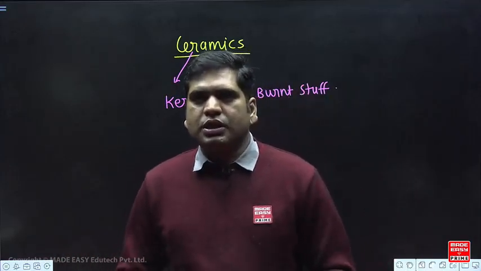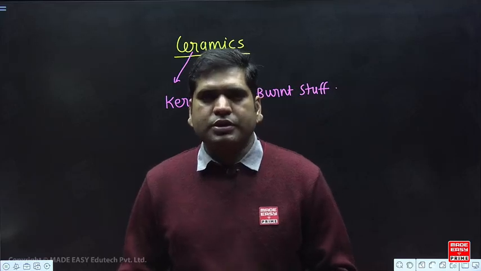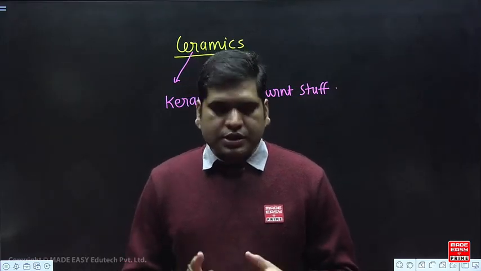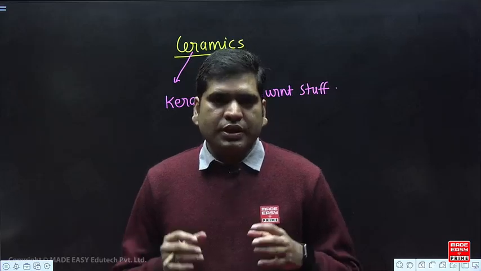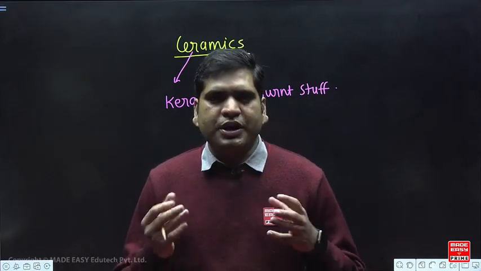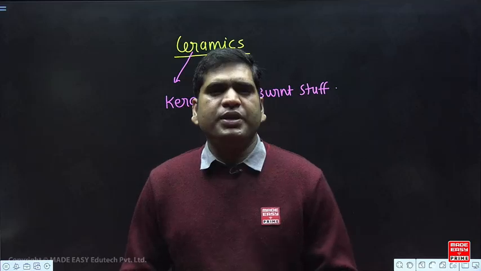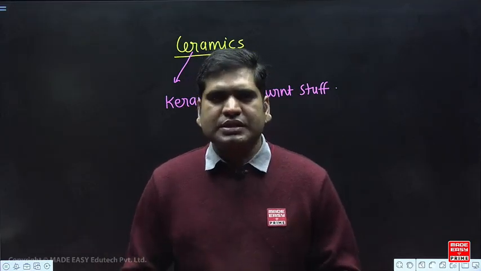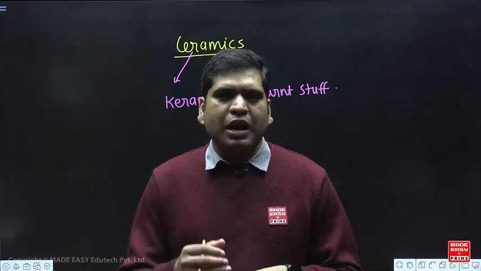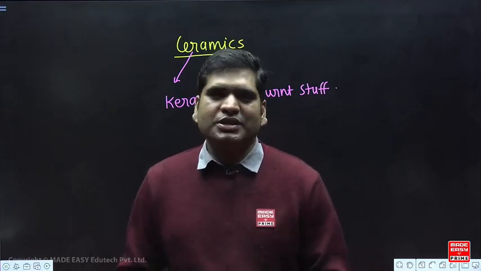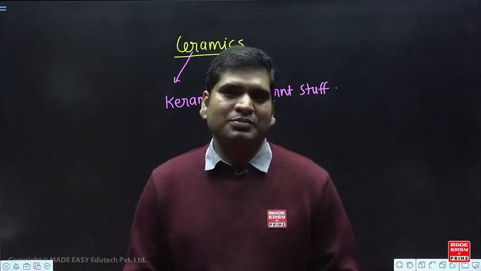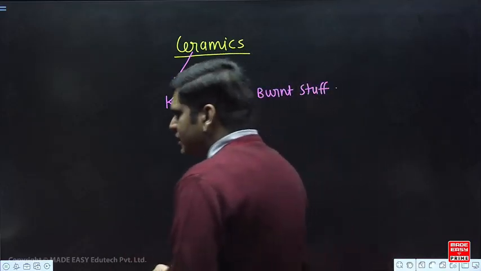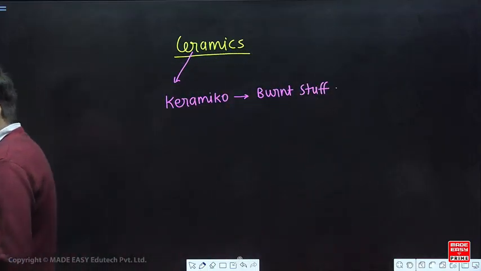Actually, these are generally clay-based products. Potter's material is also known. So these clay-based products, when they are fired up to a very high temperature, they become very hard. So they achieve their hardness and strength when they are burnt. That's why these materials are known as burnt materials or keramikos. These are generally ionic compounds.